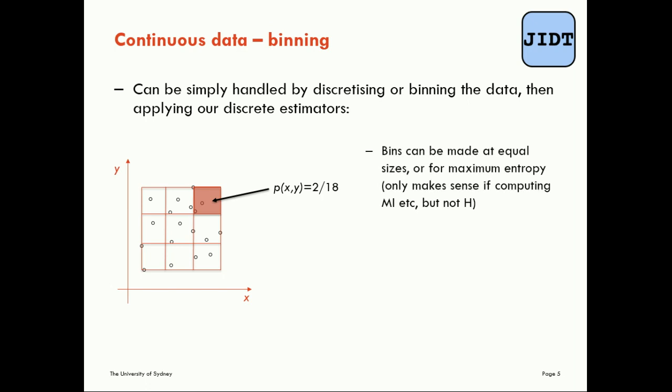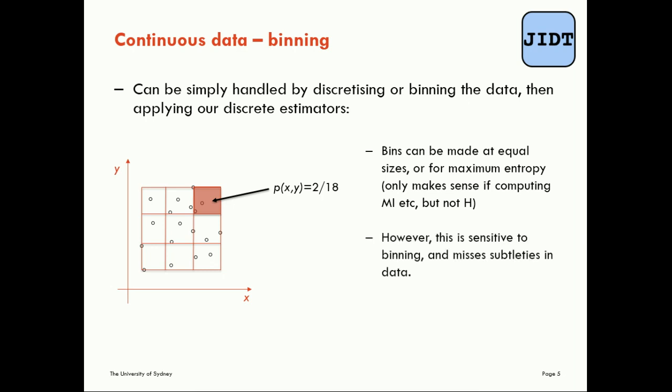Here in this particular diagram, I've shown the bins being made at equal sizes. We can do a different kind of binning as well, which we call maximum entropy binning, where we vary the size of the bins to get roughly the same number of points in each. That only makes sense if we're computing a mutual information though, not marginal entropies.